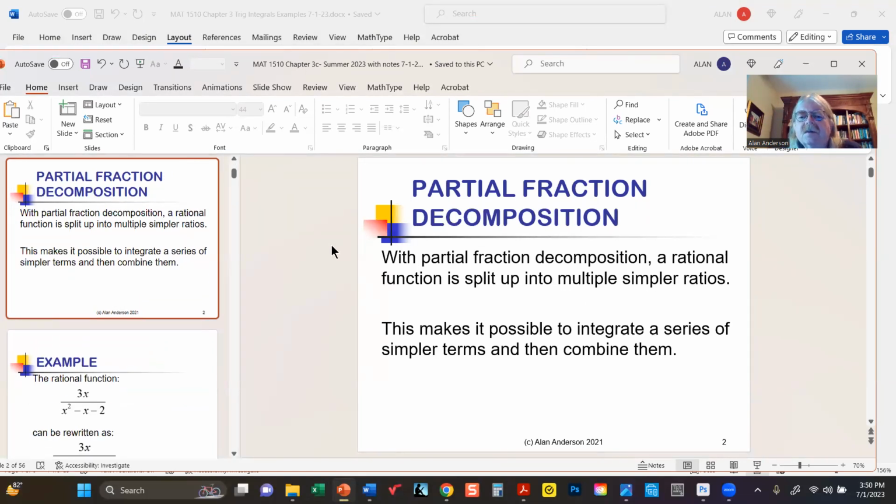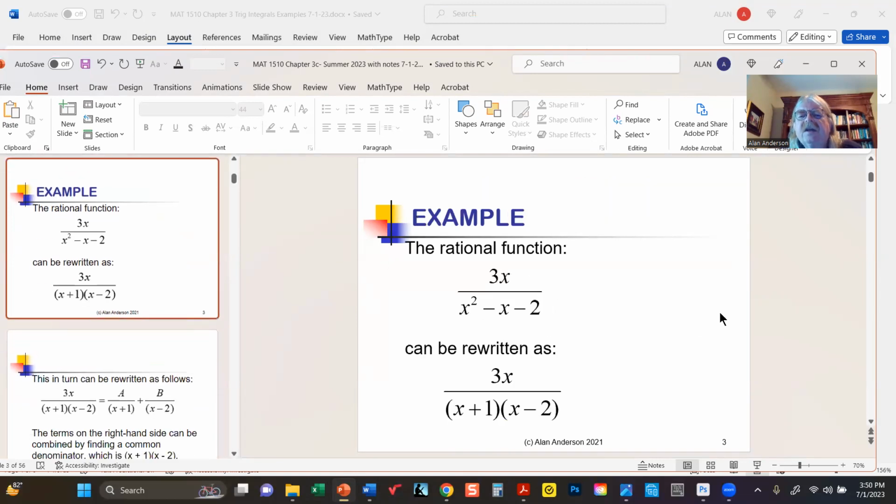So first of all, let's see what this is all about. So imagine you had something like this, 3x over x squared minus x minus 2. Now, normally you would just leave it like that. But when you're integrating, this is very awkward to deal with. So it makes sense that we might want to break it up into smaller pieces. So how could we do that? Well, first of all, this expression is equal to x plus 1 times x minus 2. And you can double check that with FOIL.